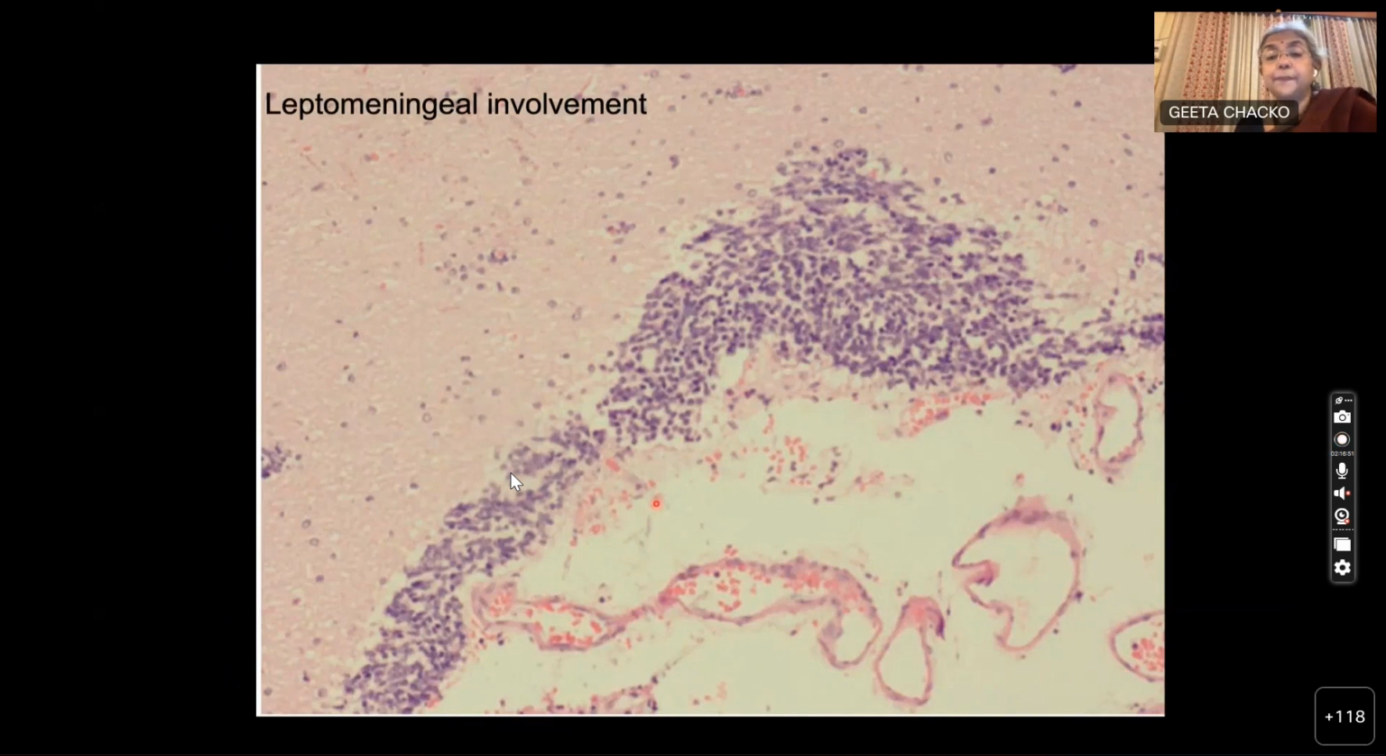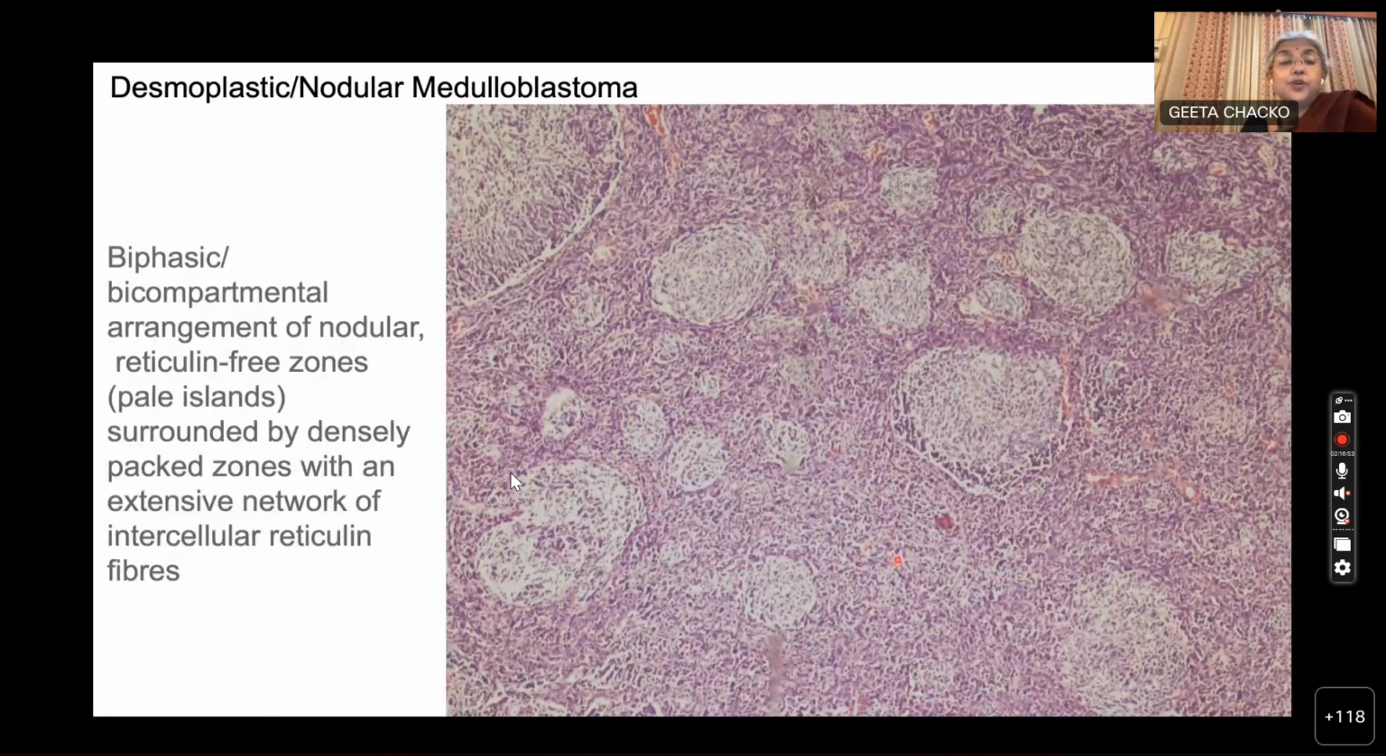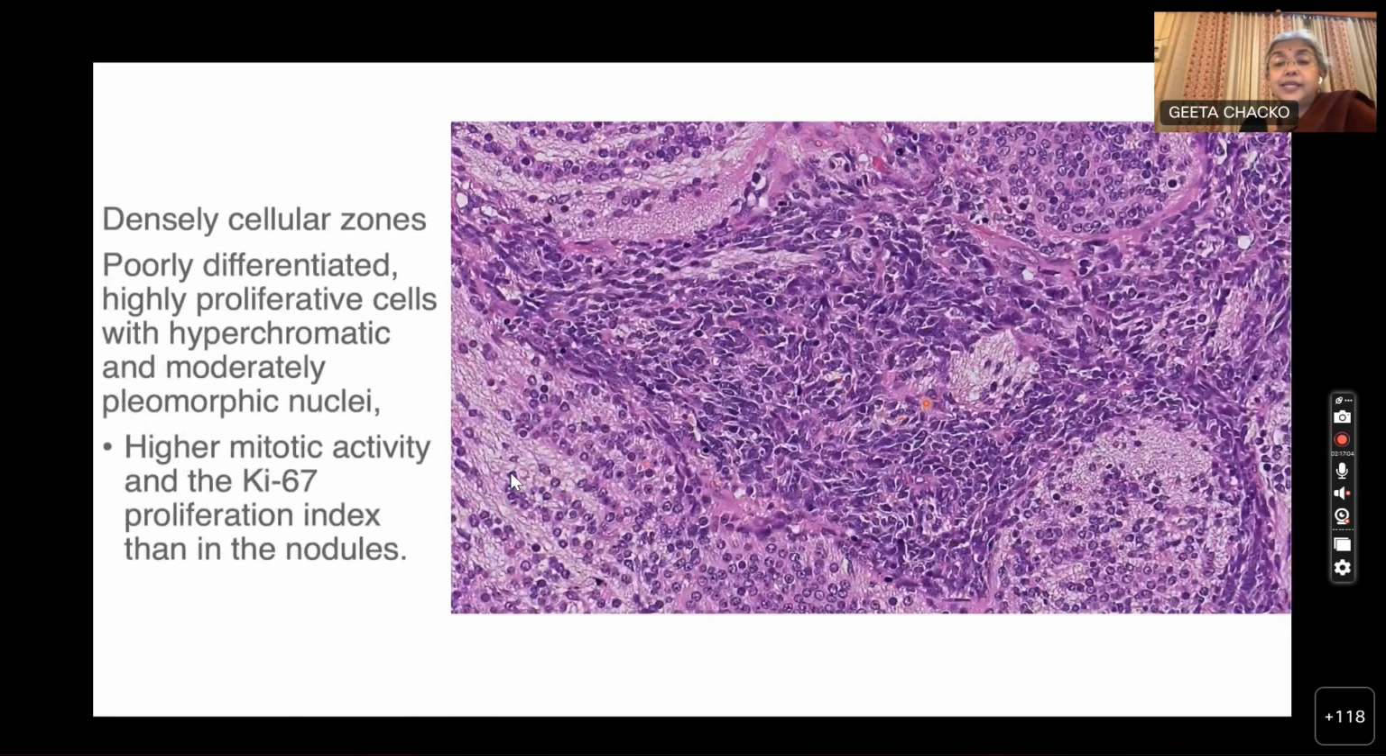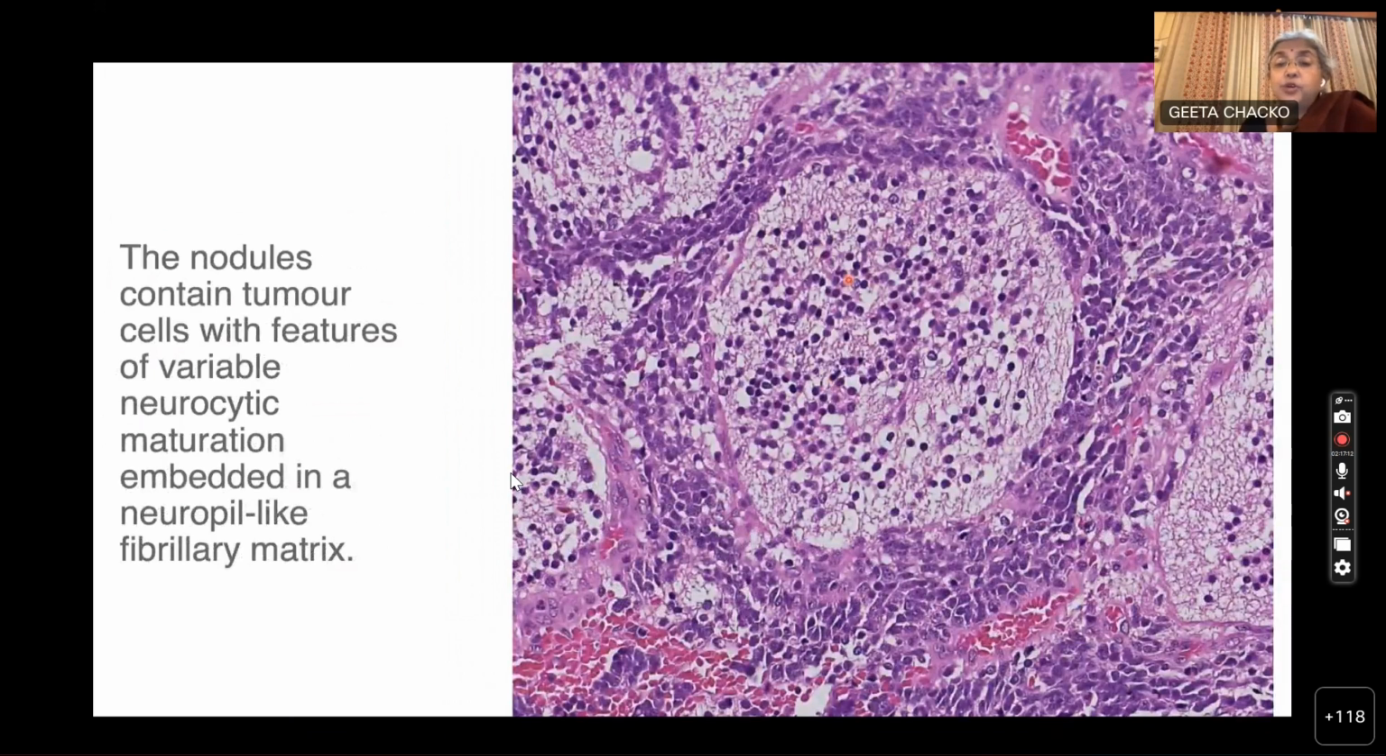A higher power view of the same. So the desmoplastic nodular has this biphasic appearance, with pale nodules and hyperchromatic internodular zones. The reticulum is rich in the hypercellular areas, and these densely cellular zones have high mitotic activity and a high proliferation index, whereas the nodules are more mature with neuropil and what they call neurocytic differentiation, looking like the neurocytes that you see in a neurocytoma.